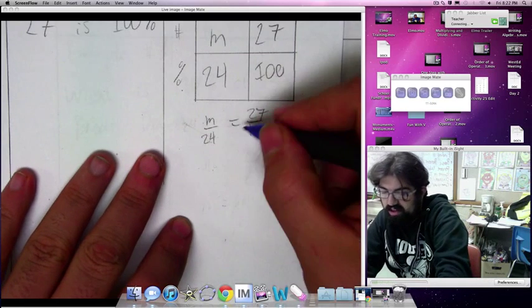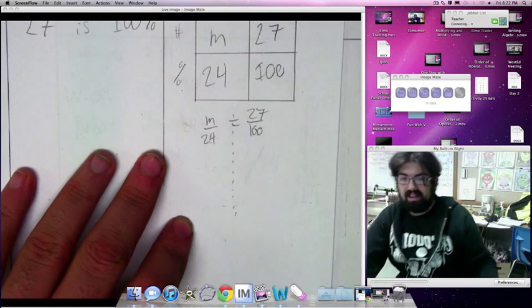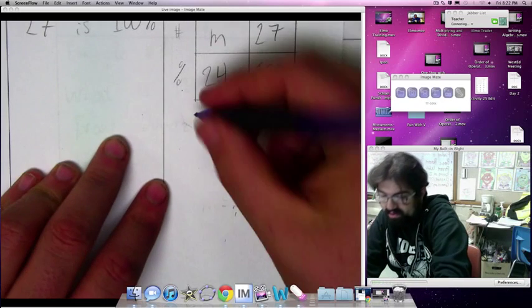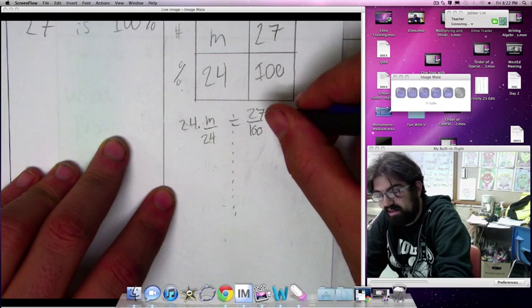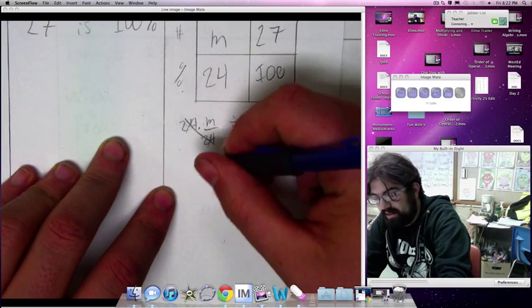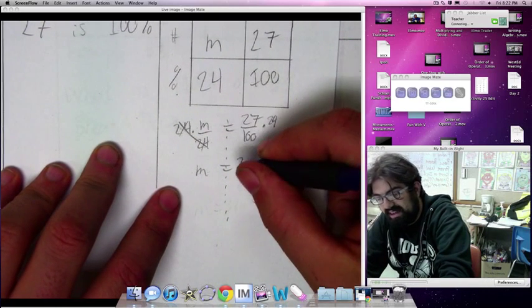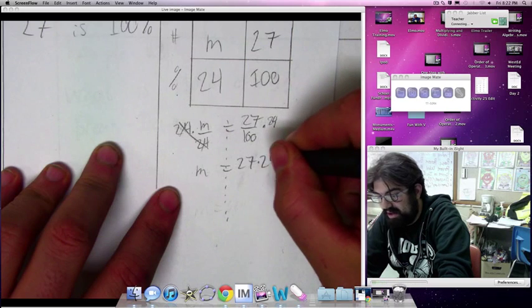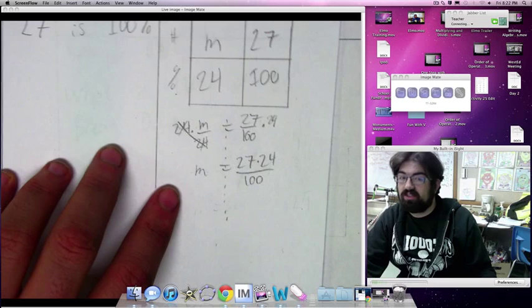And I have a lot of choices. I could cross multiply, but I'm not going to. I'm just going to multiply. This is m divided by 24. The inverse of dividing is multiplying. So this equals 1, and m is then equal to that. Well, then I can actually multiply in any order I want. I can multiply these first and then divide, and that's actually the best way to go.